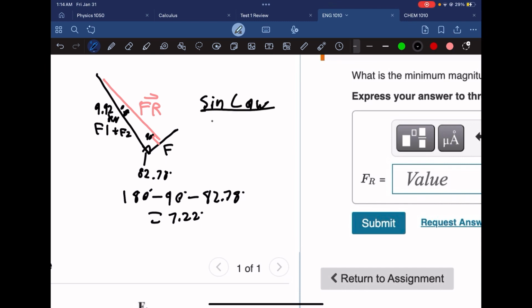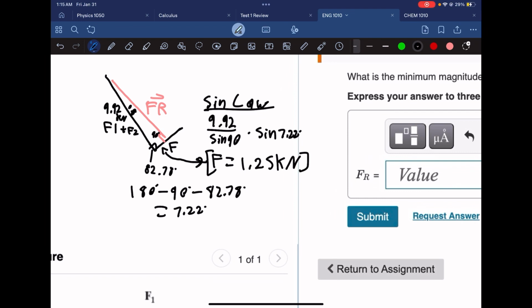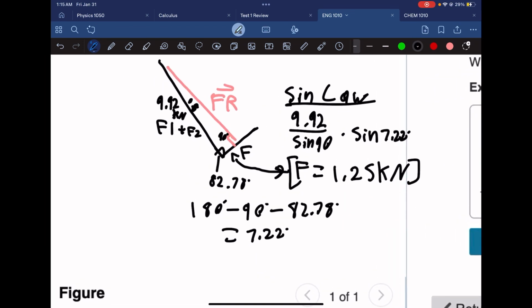And now we can solve this using the sine law. So we'll get right into it. Solving for a side, the side goes on top. 9.92 divided by sine 90, multiplied by sine 7.22, just like that. And our F should come out to 1.25 kilonewtons.